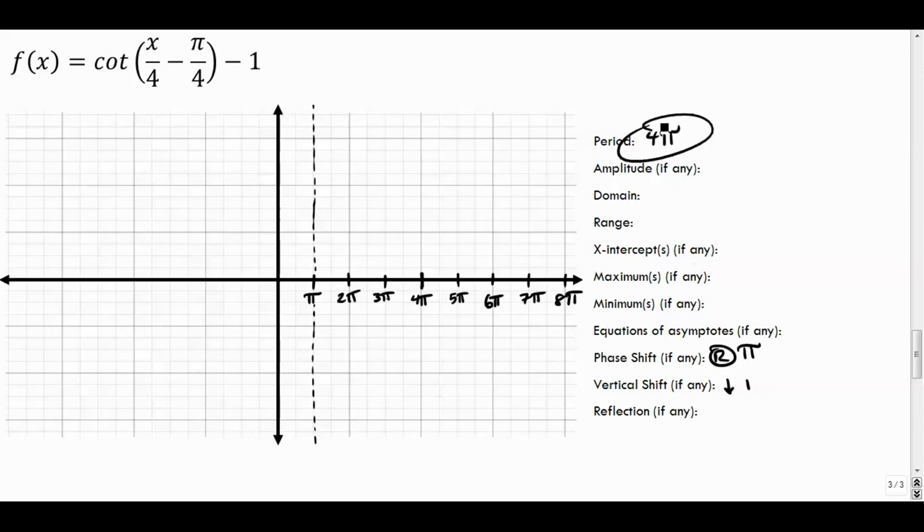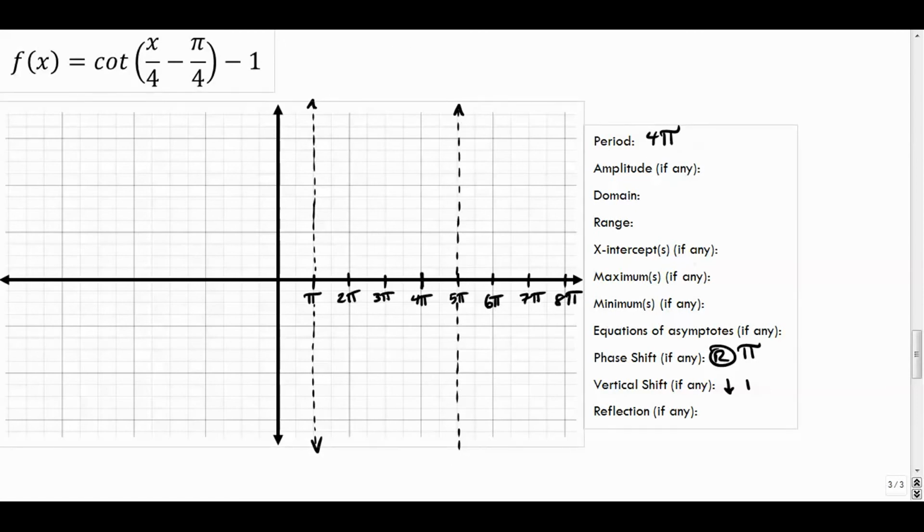Alright, and now my whole function needs to repeat itself every 4 pi units from there. So what's 1 pi plus 4 pi? It's 5 pi. So there's my second asymptote. So one cycle of cotangent is going to repeat itself within those sort of barriers. Alright, so if I split that in the middle, I get 3 pi.